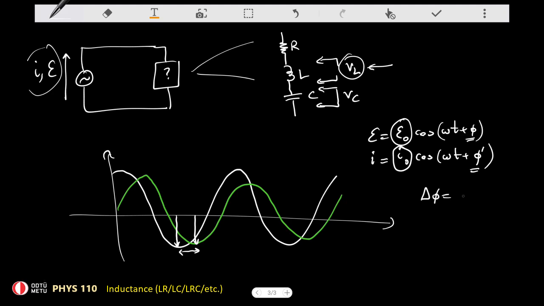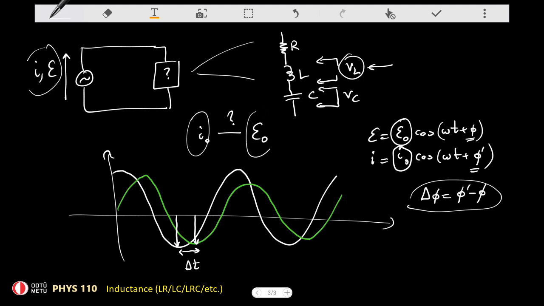In any case, that time difference is basically related with the phase difference. So delta phi in here is the phase difference. We are going to see that this time difference, or the time lag between these two functions, is related with this phase difference. We are going to find that relationship. So in these kind of circuits, that's one of the things that we are worried about: what is the phase difference between the current and the EMF? And the second thing is, what is the relationship between the amplitude of the current and the amplitude of the EMF?